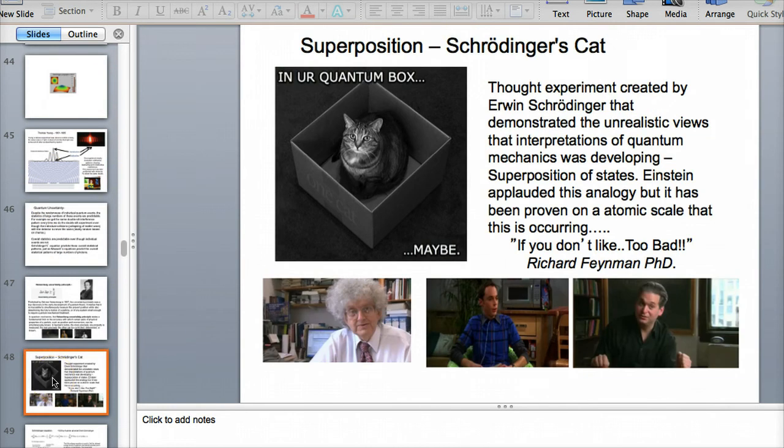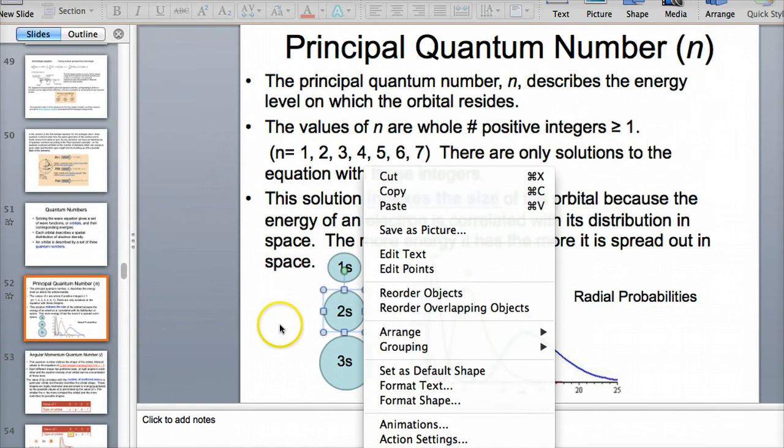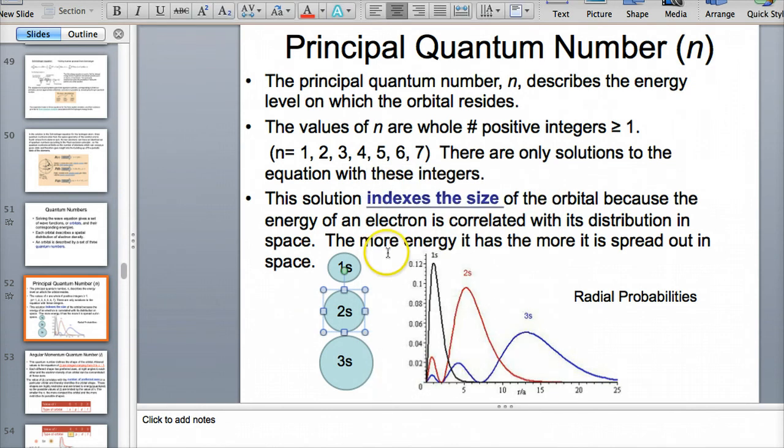Let's go back down here. And if we notice, and this is where I wanted to show you, the 1s, 2s, and 3s get bigger as the n number increases. That's the first n. Now notice something. Quantum mechanics is based on probabilities. It's not based on singular events. It's based on statistics of a lot of different distributions of atoms.